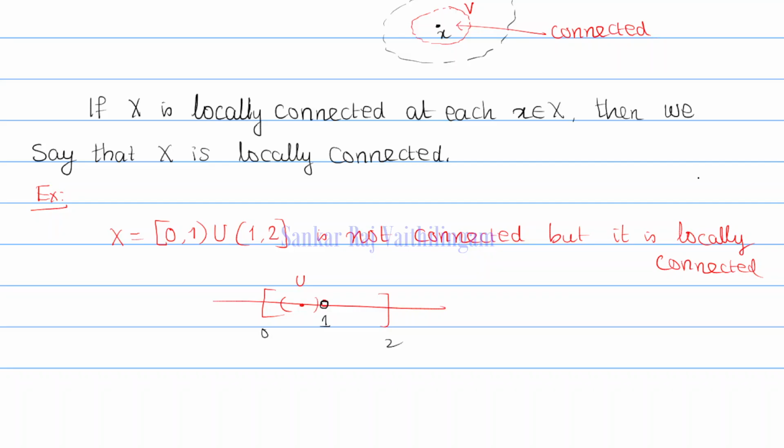So if U is an open set containing my x, then we can find an open set. Okay, so this is my open set. It is a connected set. This is my V. V is a connected neighborhood of x which is contained in my U. So it is not connected, but it is a locally connected space.